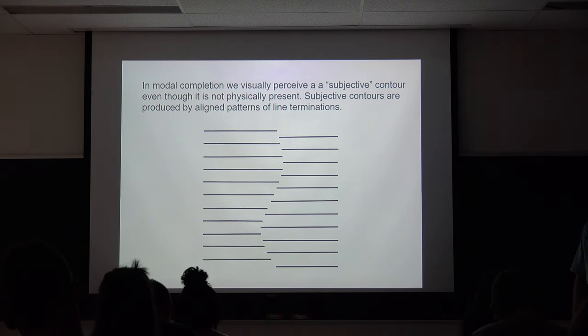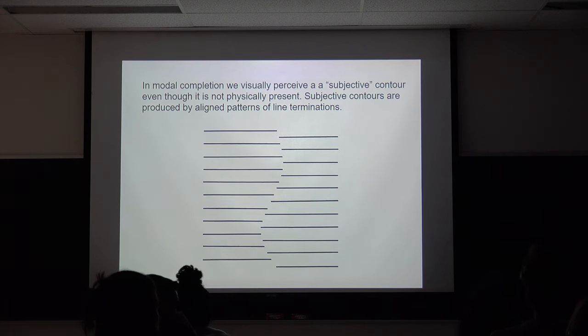Let's pick on you again. What do you see here? I see kind of like a curve in the middle of the two series of lines. So do you see an actual line here? Kind of, yeah. Right? But there isn't a line there. This is called illusory contour, because you see a contour, but there isn't one.